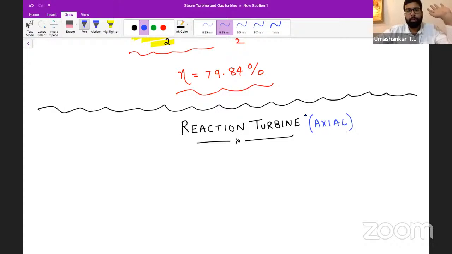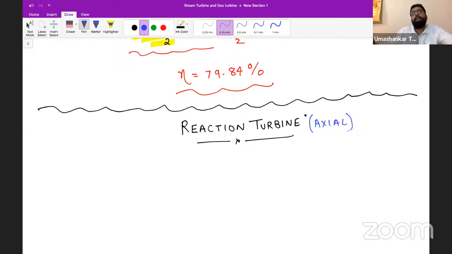Somebody may feel, if they see the gas turbine video, that sir is telling the old things only. So this has also become old now, no? If we are going to analyze the blades of a gas turbine, that is also an axial flow turbine, so the same thing will happen. You can do it by yourself, no need of repeating it again and again.